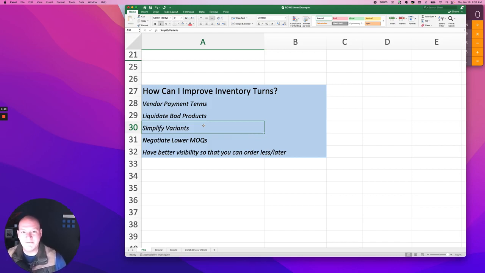But if we simplify the variance, sometimes that allows us to pull money out of the supply chain and increase our inventory turns. Obviously, we can try to negotiate lower MOQs. That's really frustrating when you have to buy 1,000 of a product that you only sell 5 a day of, right? That can be really difficult. But again, developing those relationships with our suppliers where they will give us relief, not just in payment terms, but also in negotiating lower MOQs, minimum order quantities, is really good.